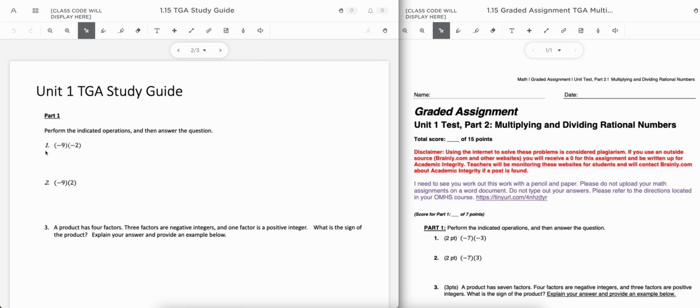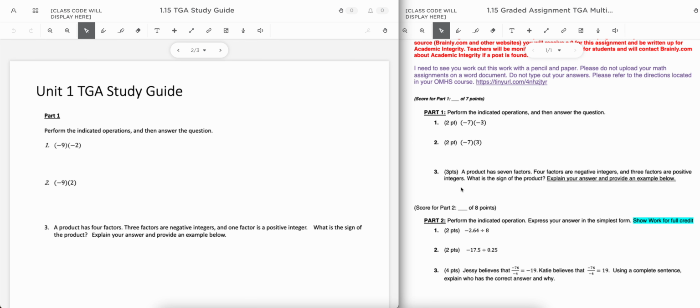Okay, so for number 1, this is the study guide, but you can see over here on the real TGA, the question is set up the same. On the study guide, you have -9 multiplied by -2. And on the real TGA, you have -7 multiplied by -3. So you would solve this one the same way that I'm going to show you how to solve this one.